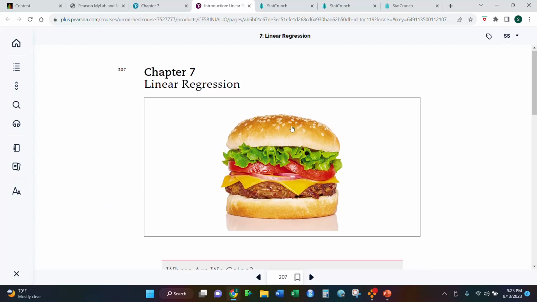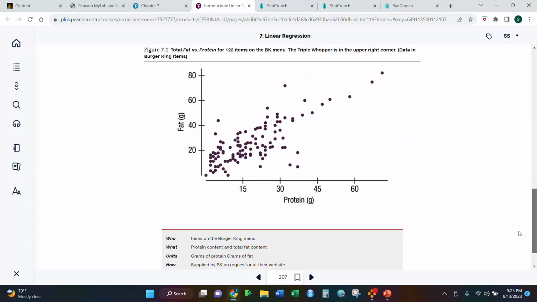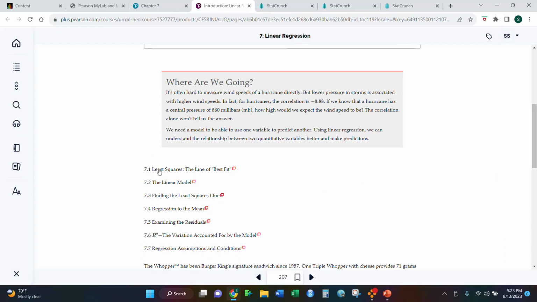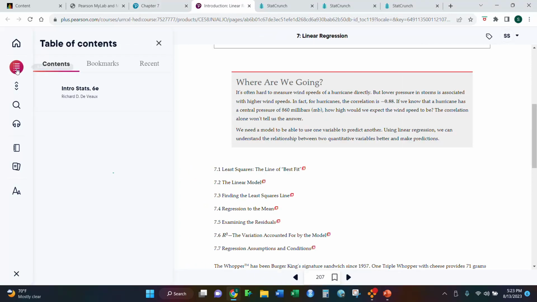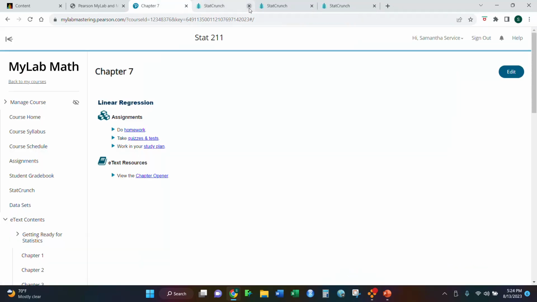And here's your textbook. You can jump around as you need, page to page, contents, if you need to search for something, audiobook, notebook, flashcards, different display settings. Change it as you need it.